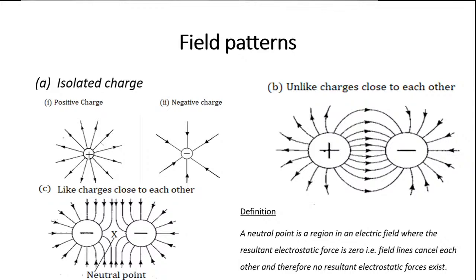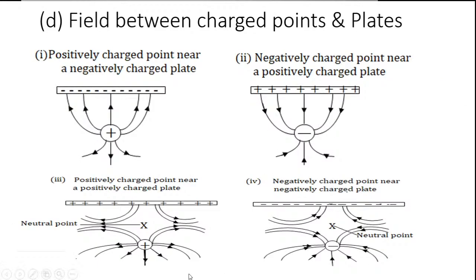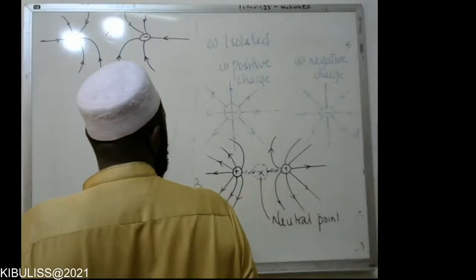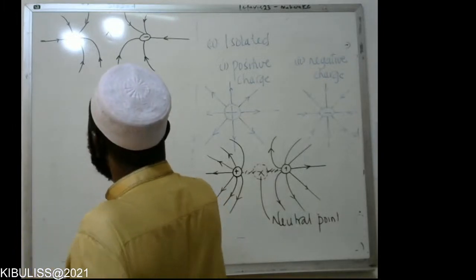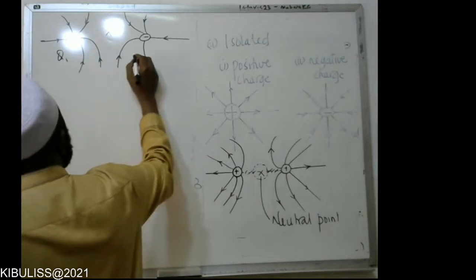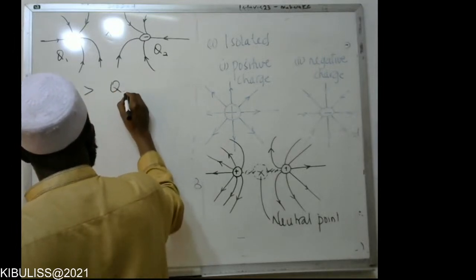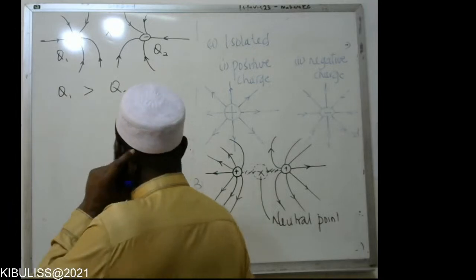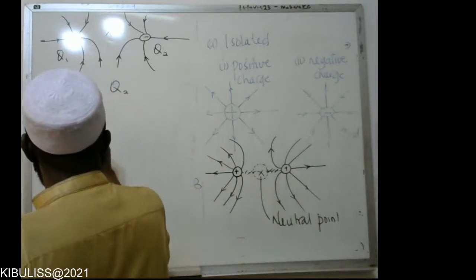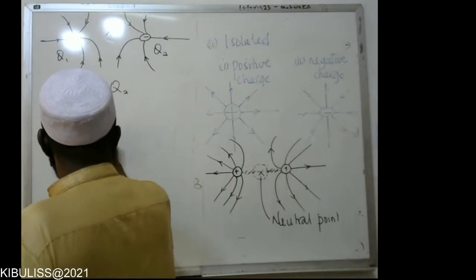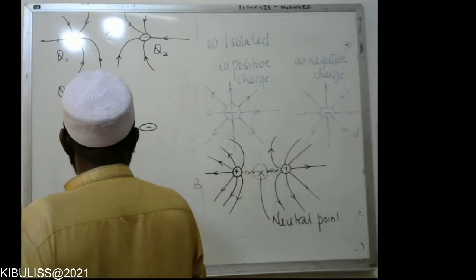Now, fields between charged particles and plates. But before I go to fields between charged particles and plates, sometimes we will be told to sketch the field where the positive and negative charges are not of the same magnitude. For example, this is Q1, this is Q2, such that Q1 is greater than Q2 in terms of magnitude. So if Q1 is greater than Q2, when we are drawing the fields, they are going to change slightly.